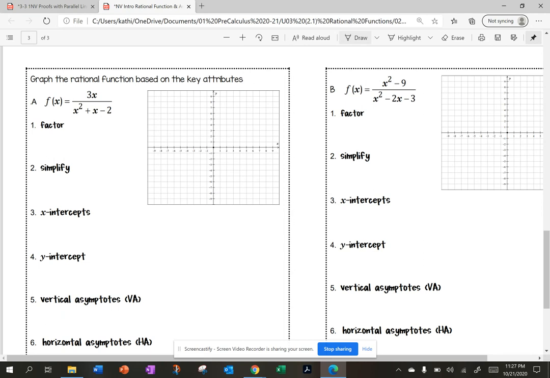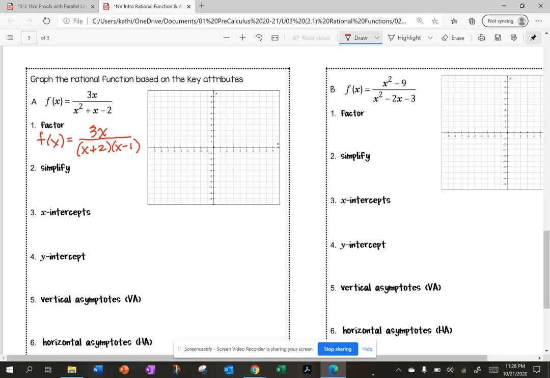The first thing says factor the numerator and the denominator. So I'm going to factor. I have f of x equals 3x, and factoring the denominator, since a is 1, I want the factors of 2, which are 1 times 2. My signs are opposite, and the larger one is positive. So this is going to be x plus 2 and x minus 1.